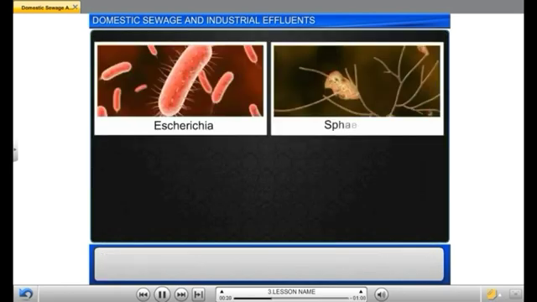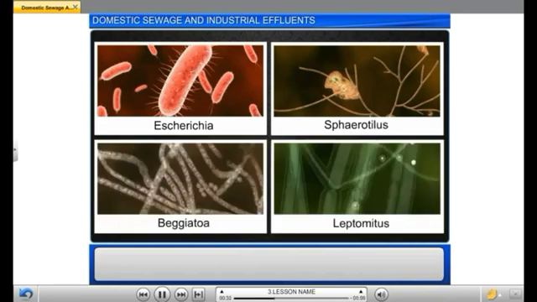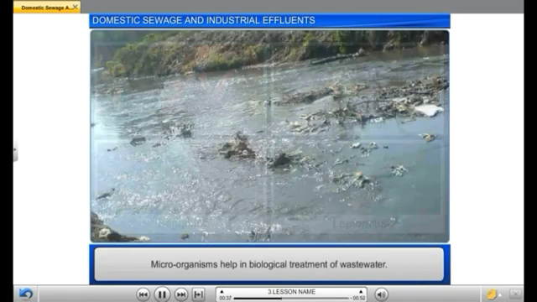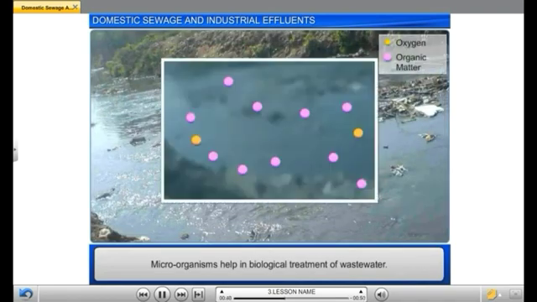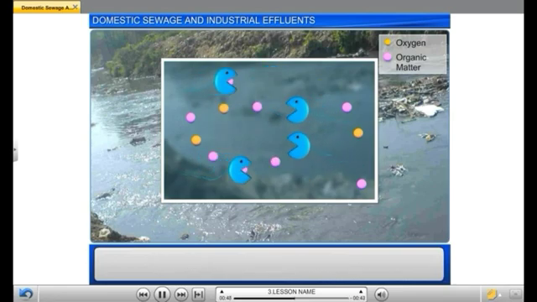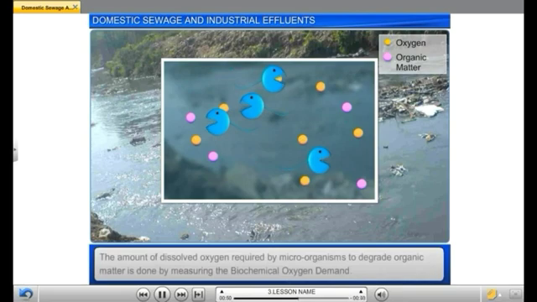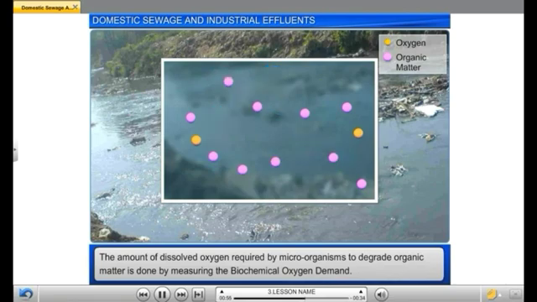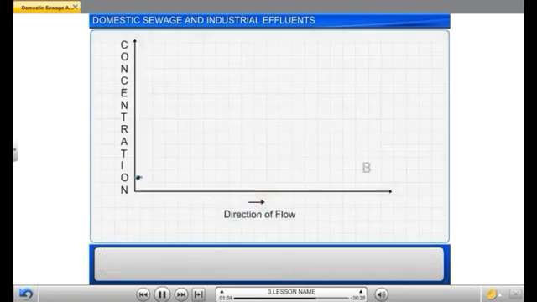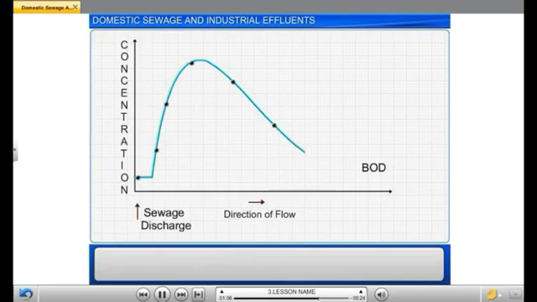Apart from these pollutants, microorganisms also form a primary component of the sewage. These microorganisms decompose and treat the organic sewage matter by using it as a substrate to multiply. However, during this process of decomposition, microorganisms require a lot of oxygen, which is measured in terms of biochemical oxygen demand, or BOD. The concentration of BOD in the sewage water discharged into the water is high.